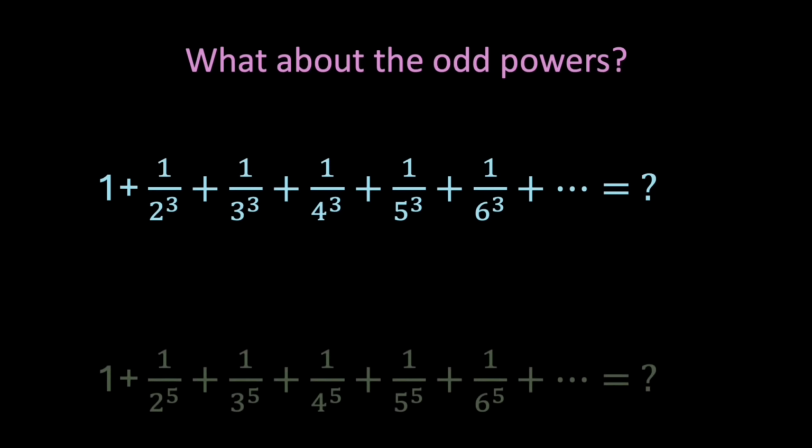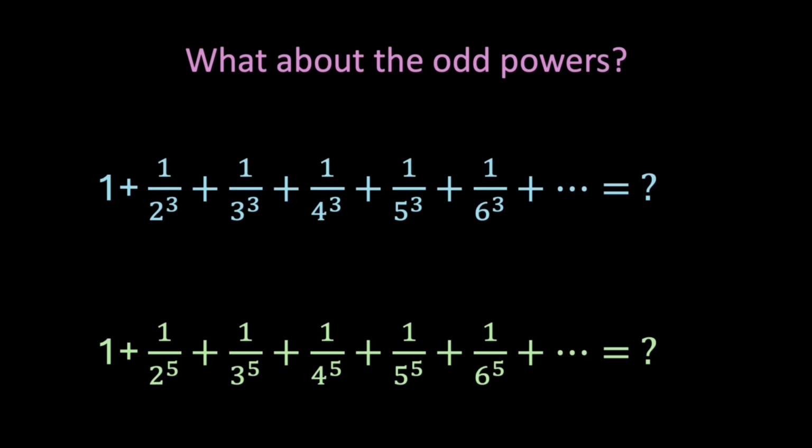But here's the twist. What about the odd powers? They're just as easy to write down, but here's the shocking part. To this day, no one, not even with the full power of modern mathematics and supercomputers, has found a simple closed-form expression for these sums. No neat formula. After centuries of effort, these numbers remain stubbornly mysterious.